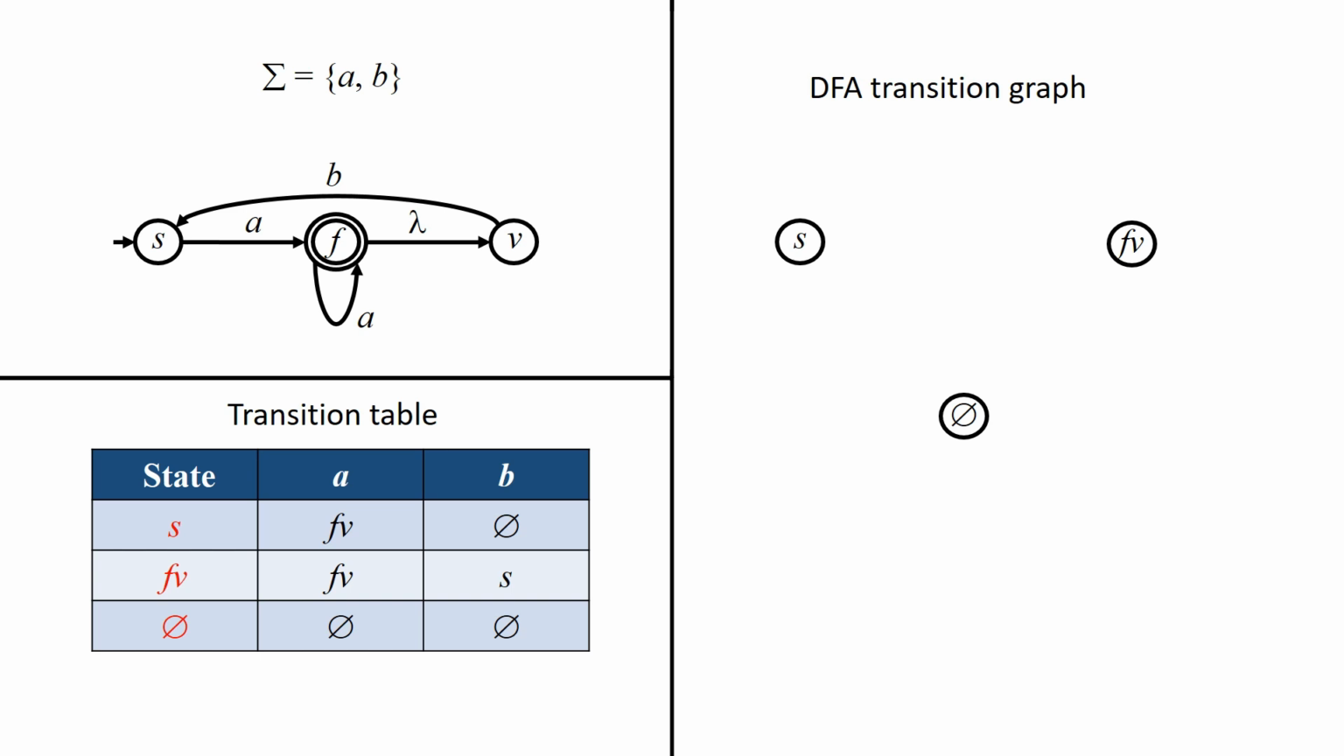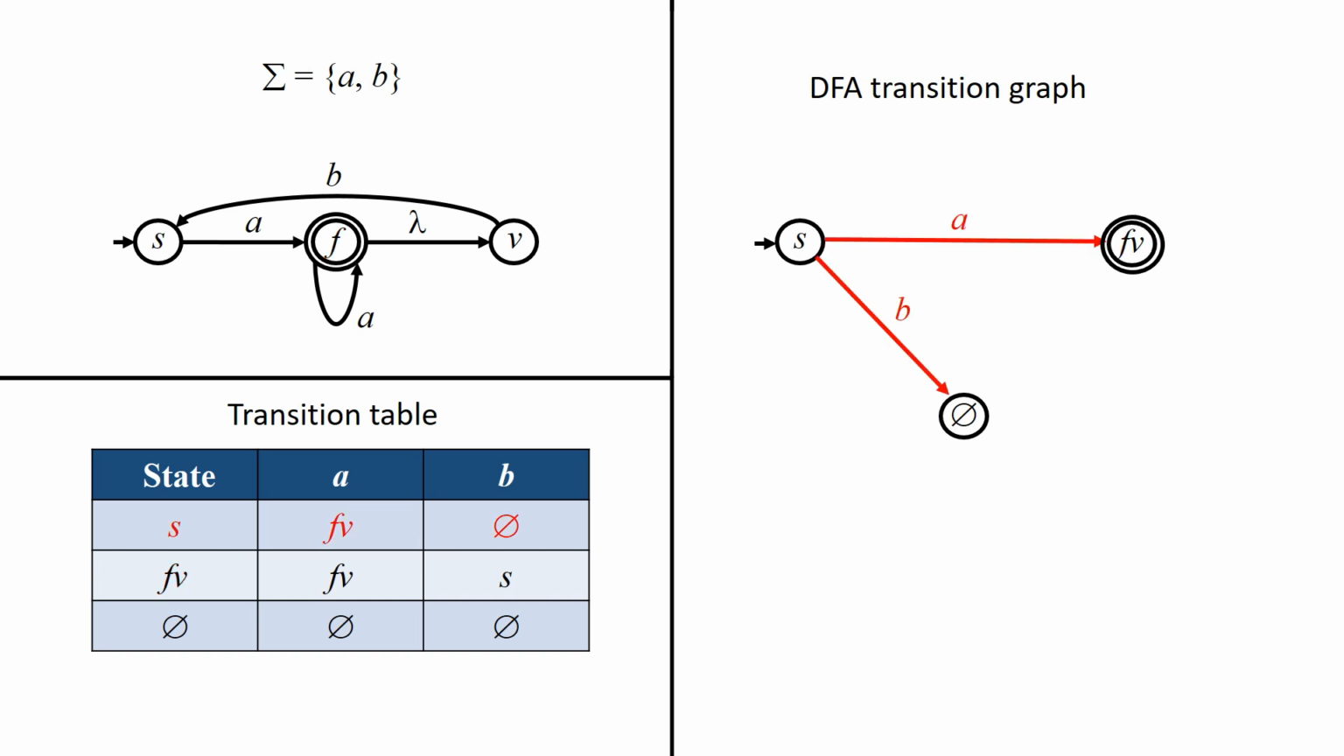So in the deterministic finite automaton transition graph, we have three vertices. S is the start state. The new final states will be all the states that contain the original final state F. In this case, there is only one state containing F, namely the state FV. So FV is the only final state.